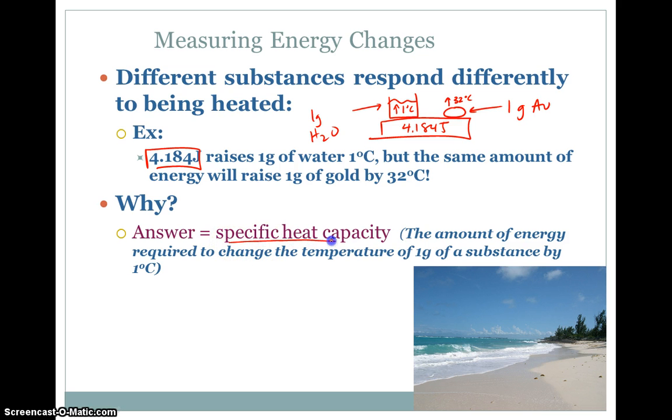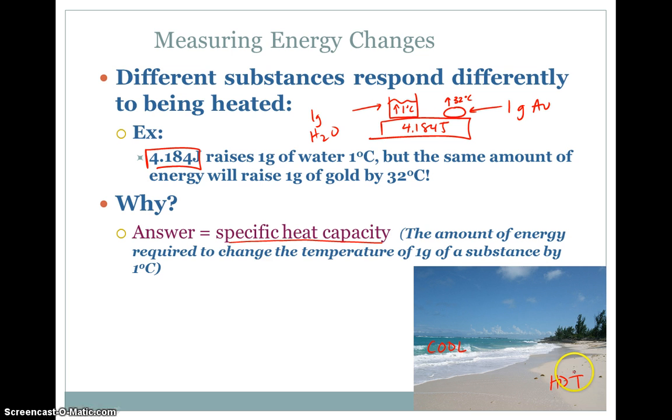It's all about this specific heat. It's all about how much energy we need to change the temperature. And one thing I want to bring you guys back to is the idea of the beach in the summer. When you guys go to the beach, the water feels nice and cool, but the sand feels really, really hot.